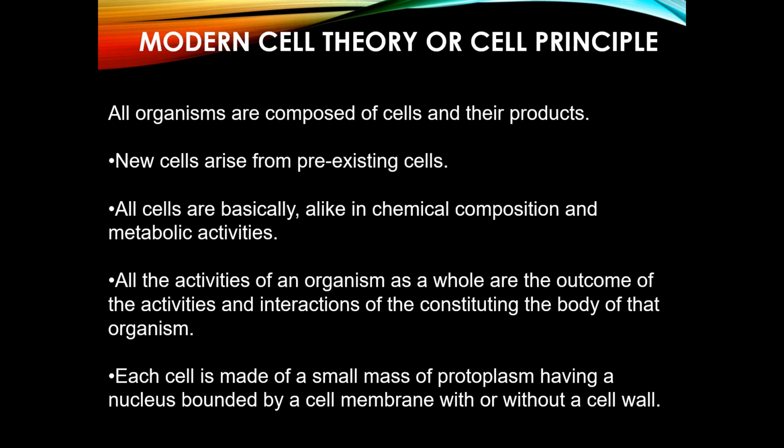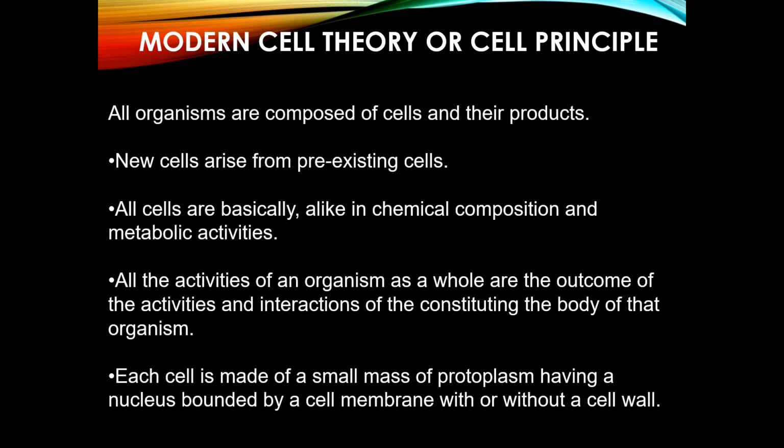It states that all organisms are composed of cells and their products, right? Number one, new cells arise from pre-existing cells. Number two, all cells are basically alike in chemical composition and metabolic activities. Number three, all the activities of an organism as a whole are the outcome of the activities and interactions of the cells constituting the body of that particular organism.